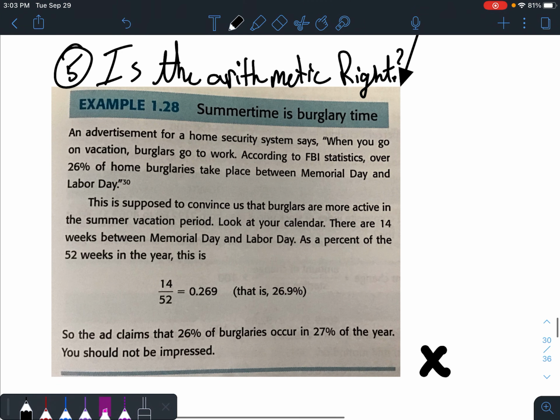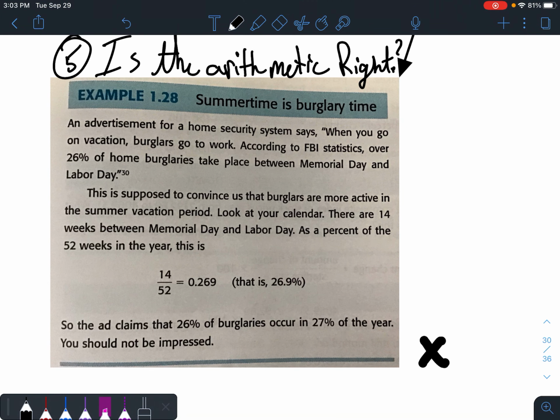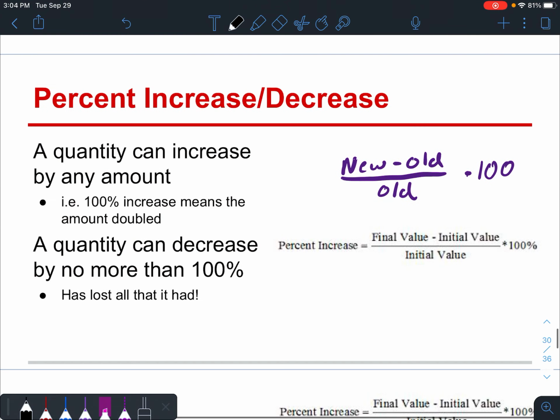And then, is the arithmetic right? This kind of goes back to the Rhode Island fatalities one that you look at. If you look at this, Memorial Day to Labor Day comes out to 26.9% of the year. So the ad claims that 26% of the burglaries occur in 27% of the year. You should not be impressed with that.